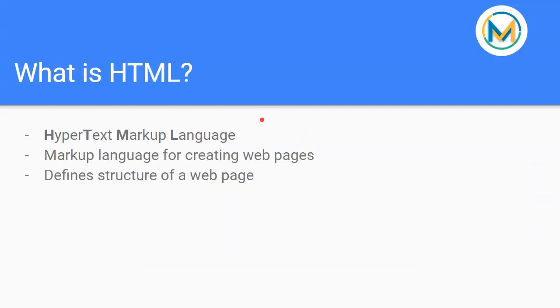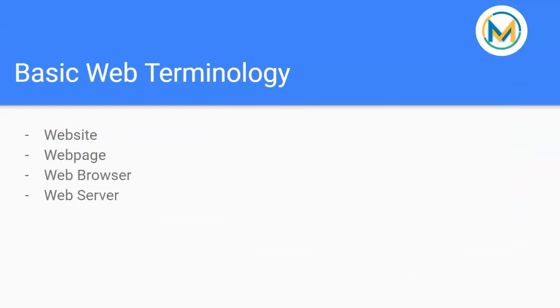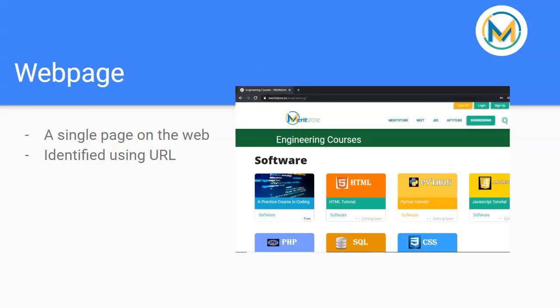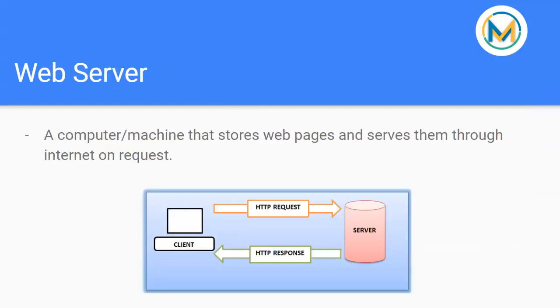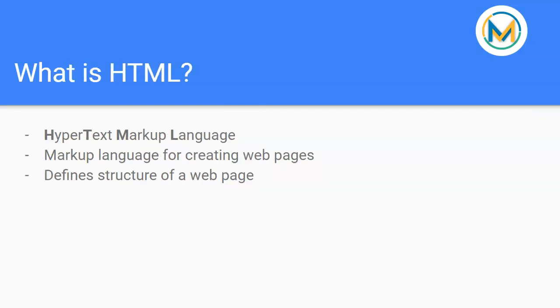So let us summarize the whole video again. So we started with very basic web terminologies which you may already be aware of. A web page, a website, web browser, and a web server. And then what is HTML? And from the next lecture onwards, we'll start with your first HTML document.